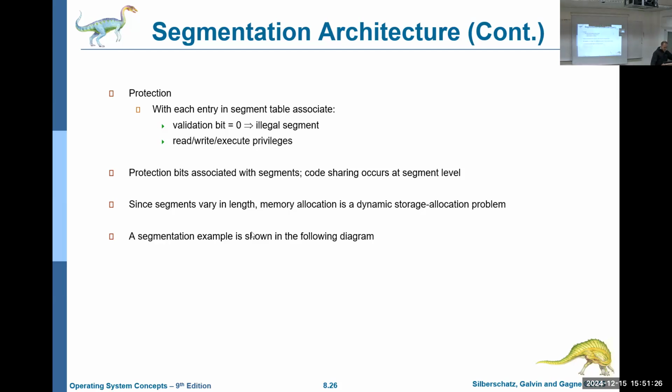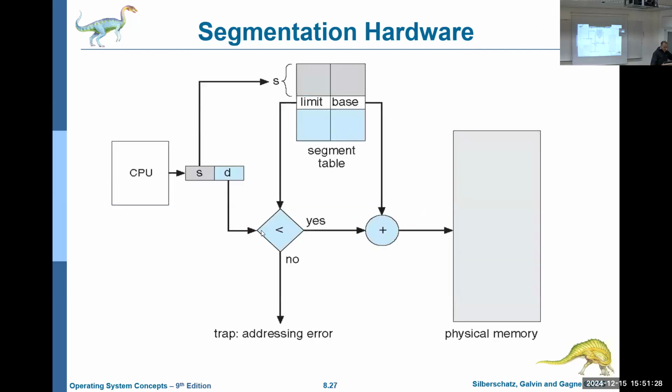A segmentation example is shown in the following diagram. So what do we have here? This is our segment table. This is the address. The CPU just produces an address. It says read address number FFAA. It just says I want address FFAA.